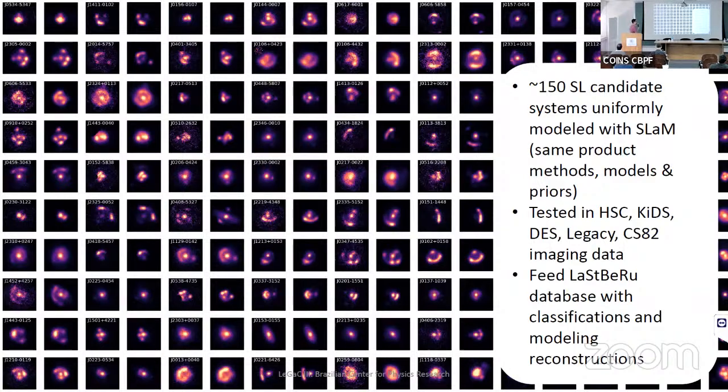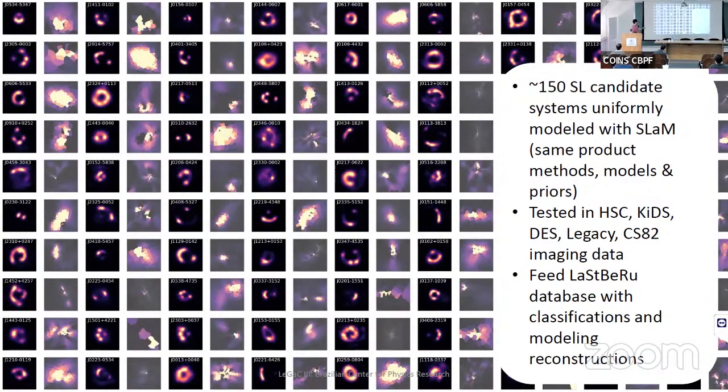So we have already modeled a sample of 150 lenses. This is already one of the largest samples in the literature, which is quite nice to have. And we tested this modeling technique in different surveys, and it seems to work fine. The idea is to feed back the Lesberu sample, not only with the classifications, but also with these modelings and also the modeling products. So masks, segmentations, source reconstructions, and everything. So just to give you an idea of the source reconstructions on some of these objects, for the same objects.